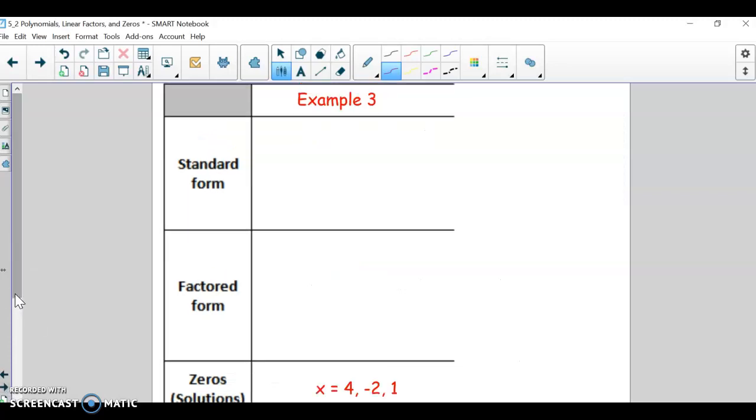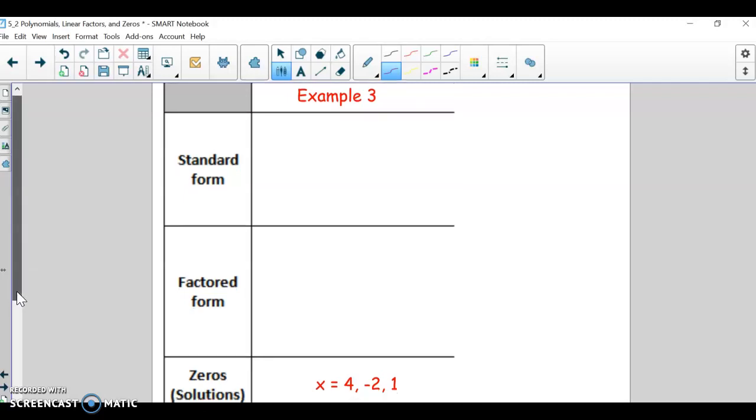Similarly, if you had negative 2 as an answer, you must have x plus 2 as a factor. Okay, so on this one, example 3, we are starting with the zeros or solutions. And you have to find factored form and then standard form. So pause the video and see if you can find, if these are our answers, what must be our little factors.